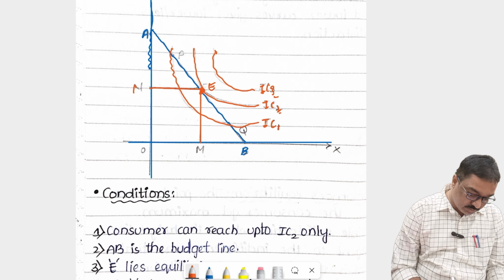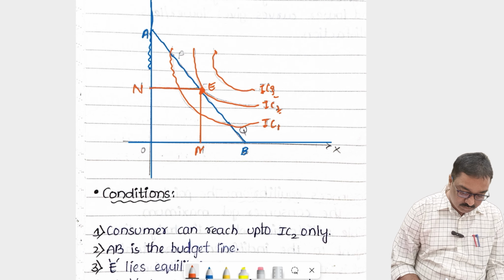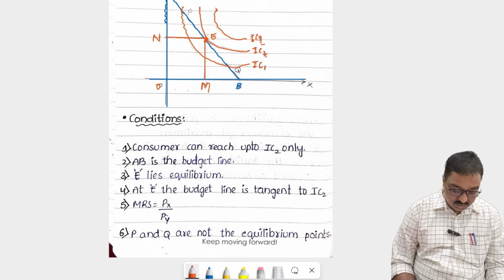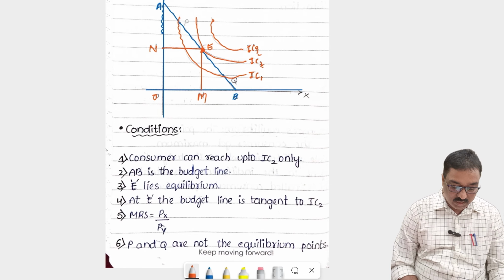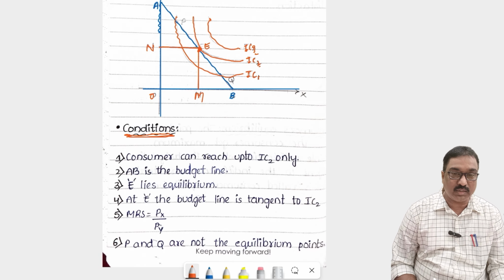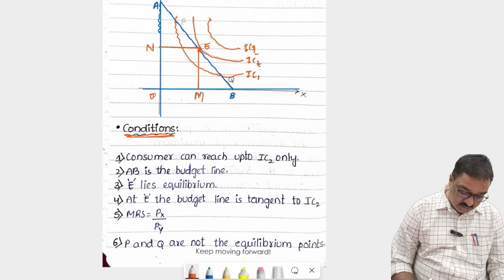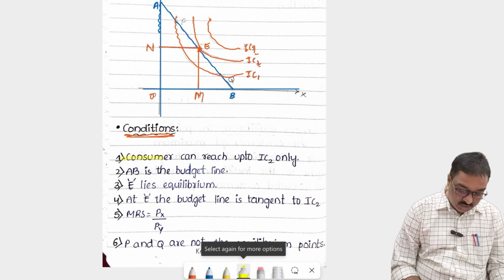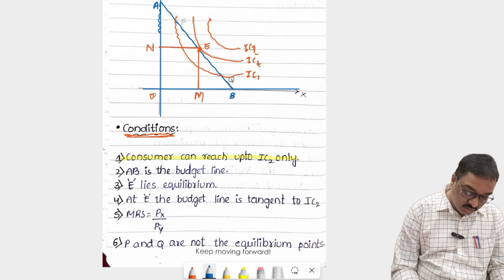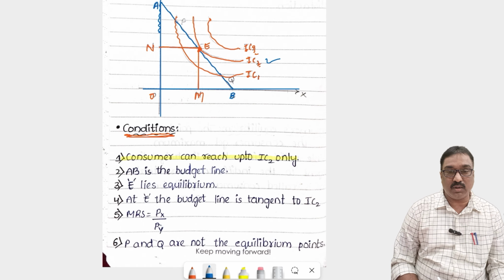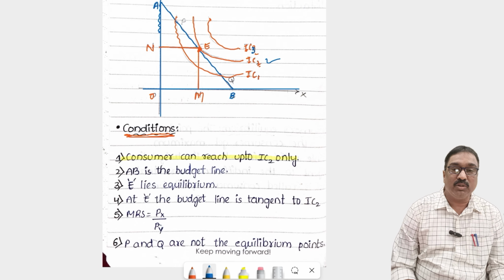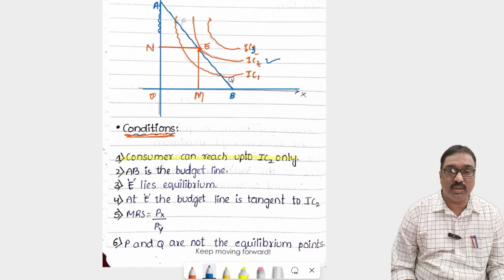Before understanding this graph, we have to follow some important conditions. What are the conditions applying here? The consumer can reach up to IC2 only, but not IC3. Why can't he reach IC3? Because the IC3 curve is going behind the budget line.